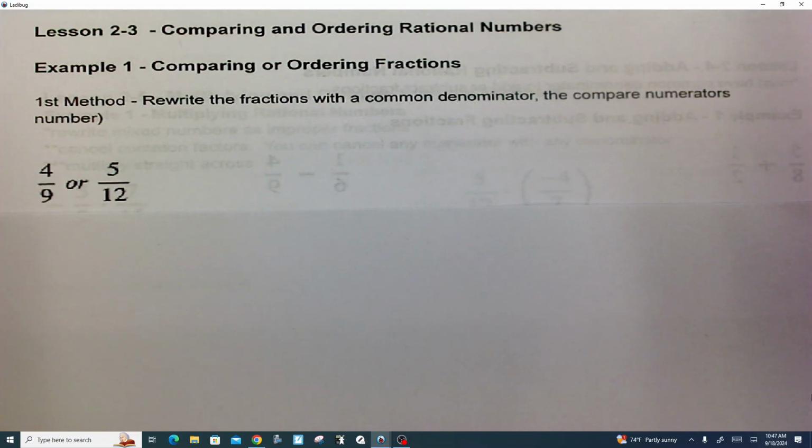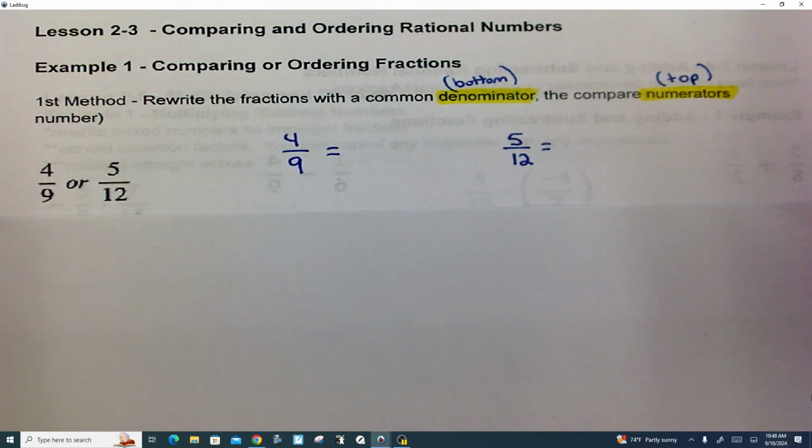This is one method. How about if we change the denominators to be the same number? And then we can compare the numerators and see which one is bigger. And that comparing of those numerators would literally be able to say, hey, the left fraction is bigger or the right fraction is bigger.